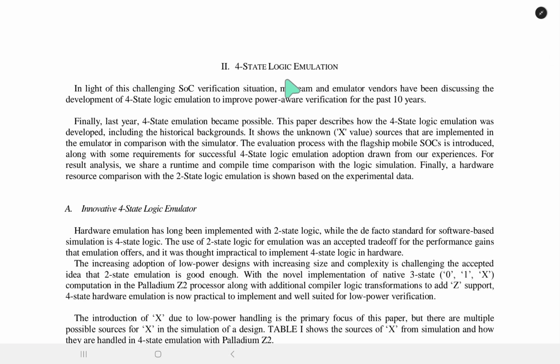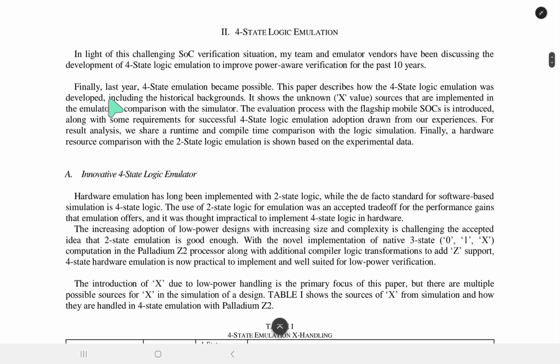Chapter 2. Four-state logic emulation. In light of this challenging SoC verification situation, my team and emulator vendors have been discussing the development of four-state logic emulation to improve power-aware verification for the past 10 years. Finally, last year, four-state emulation became possible. This paper describes how the four-state logic emulation was developed, including the historical background.